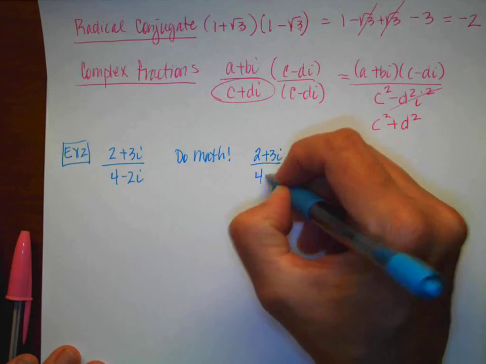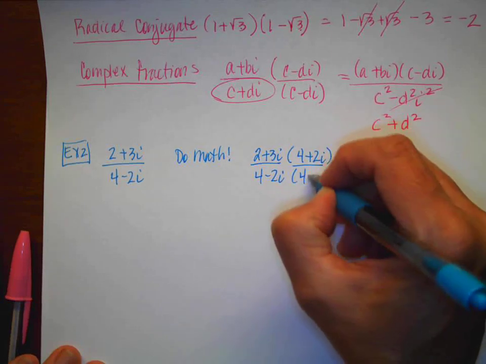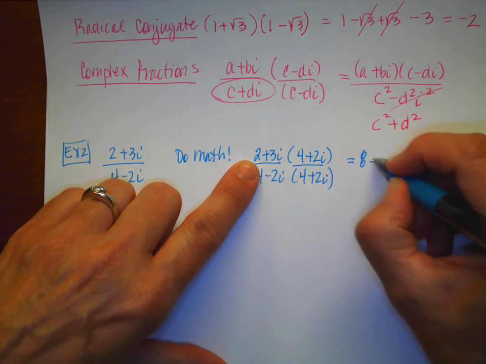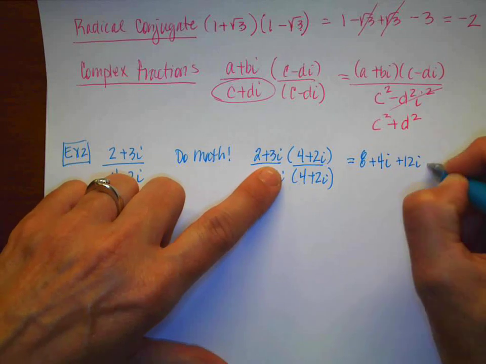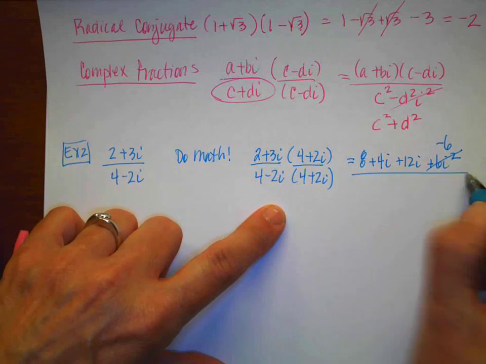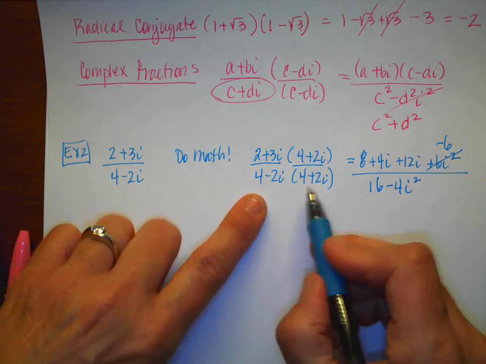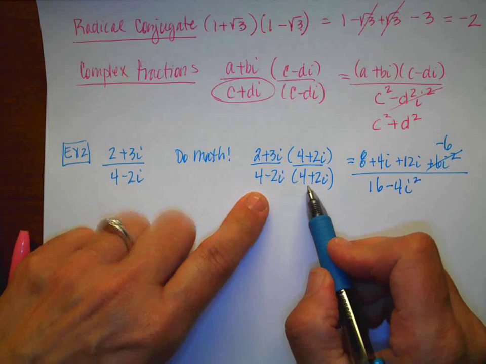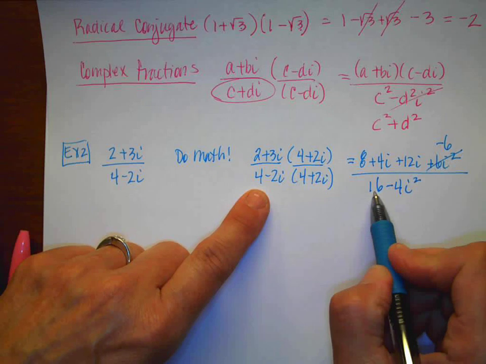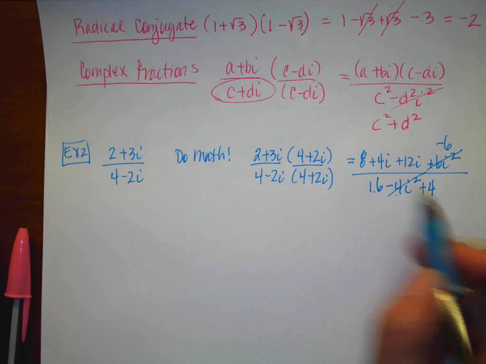I'm going to take my 2 plus 3i over 4 minus 2i, and I'm going to multiply by the conjugate of the denominator, 4 plus 2i. In the numerator, I'm going to get 8, and then plus 4i plus 12i plus 6i squared. This is going to change to be a negative 6. And then in the denominator, I'm going to have 16 minus 4i squared. And again, I'm not going to show that I multiplied it out because in a difference of two squares, the middle terms always cancel. So 4 times 4 is 16 minus 4i squared. This becomes a positive 4.